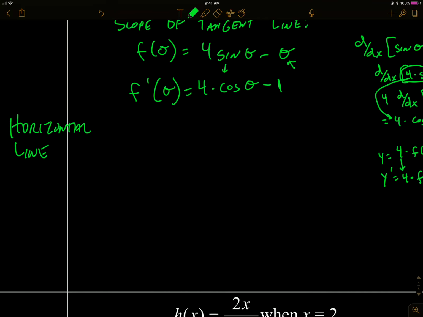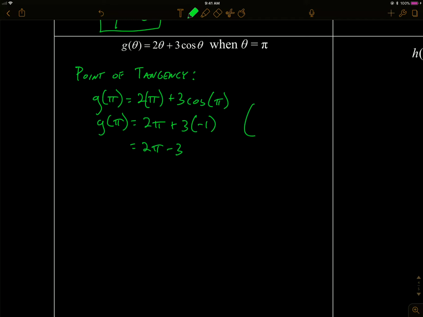All right, let's keep going on here. So we've got the point of tangency. I'm going to do g of pi equals 2 pi plus 3 cosine of pi. So g of pi equals 2 pi plus 3 times cosine of pi, which is negative 1. So I get 2 pi minus 3. So my point of tangency is going to be pi, and then 2 pi minus 3.